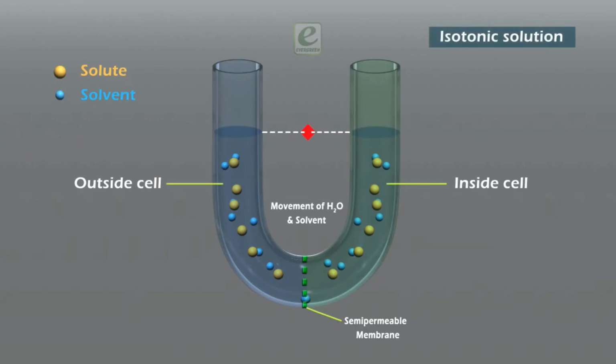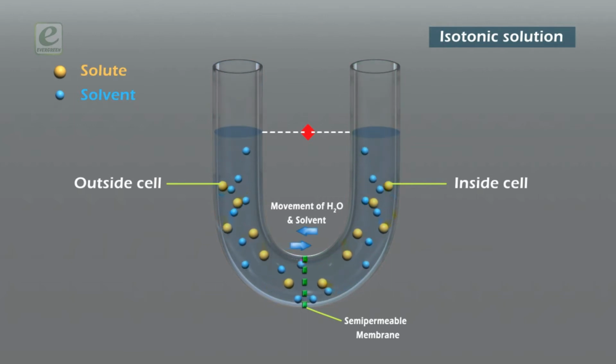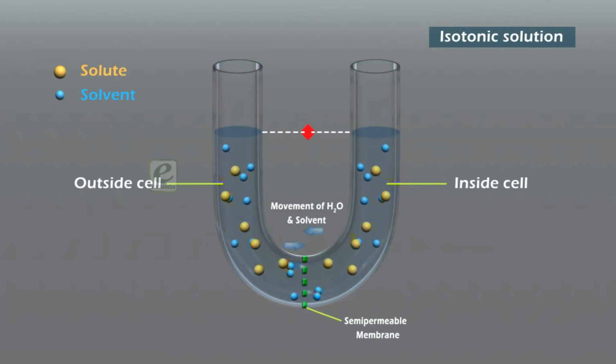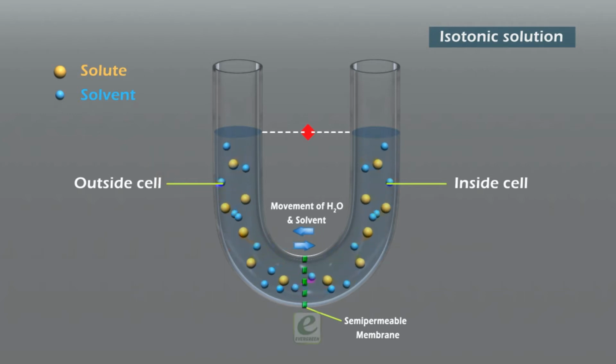The solutions are of three types when compared for the tonicity. Isotonic solution. Two solutions having same osmotic pressure resulting in no osmosis are said to be isotonic solution.